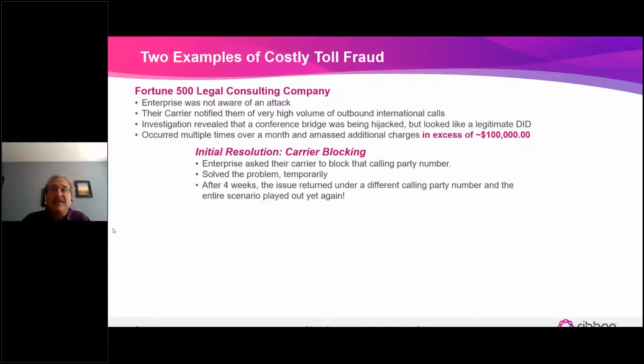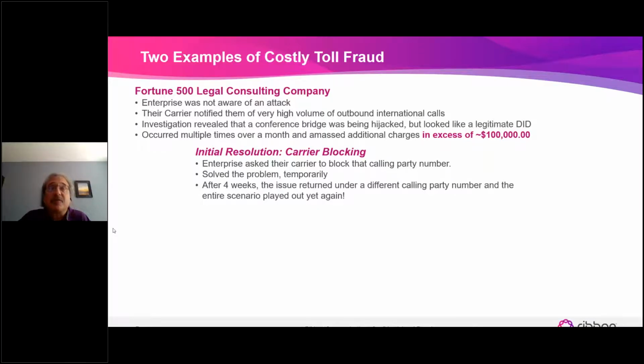So what I want to do here is show you two examples of toll fraud and show you how costly it is with a couple of customer examples that I'm aware of. The first one was a Fortune 500 legal consulting company.